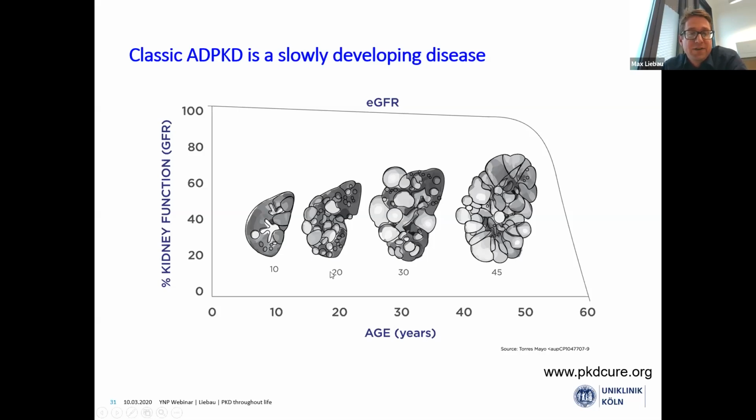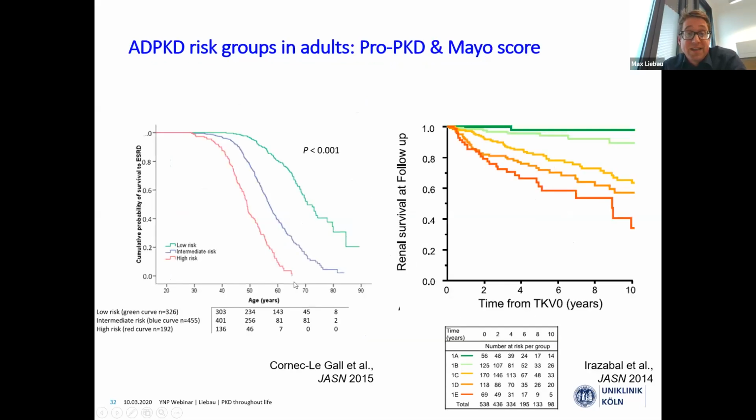So we are looking, obviously, as pediatric nephrologists at this group of patients. For adults, there are the well-established risk scores, the ProPKD and the Mayo score, but they are not established for children and adolescents. ProPKD considers, for example, urologic symptoms before the age of 35, and the Mayo data start with the age of 16, 17, so they cannot be applied to children and young adults.